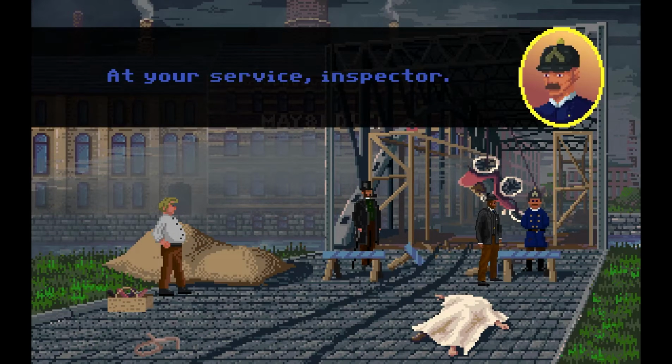Das war's erst einmal. Ich stehe Ihnen jederzeit zur Verfügung, Herr Kommissar.